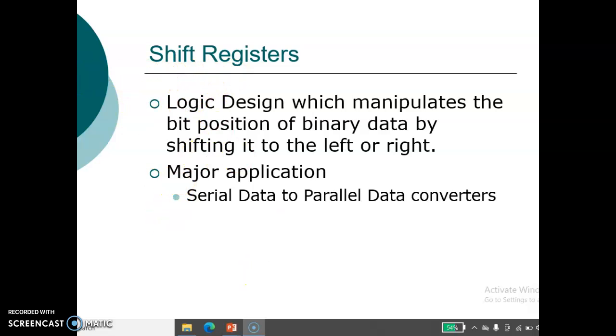Shift registers. Already we have seen this logic design which manipulates the bit position of binary data by shifting to the left or right. Major application: serial data to parallel data converters.